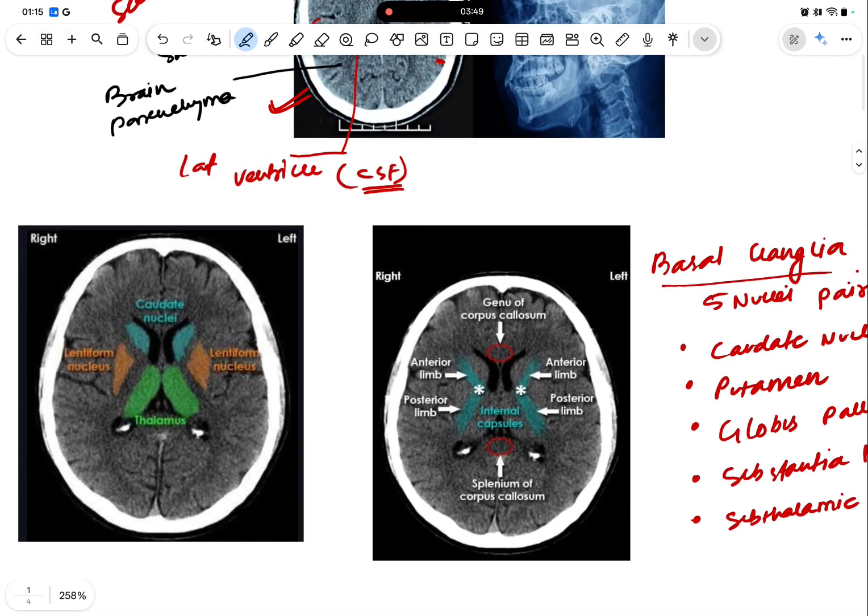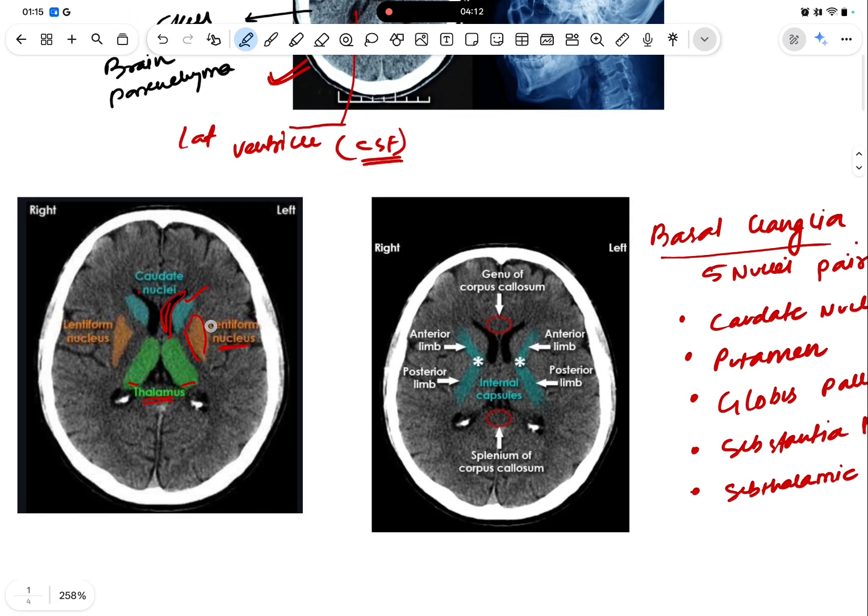So around the lateral ventricle, this marked in blue is the caudate nucleus. This is the lentiform nucleus. Okay, and these are the thalamus. These are some structures in the brain parenchyma.